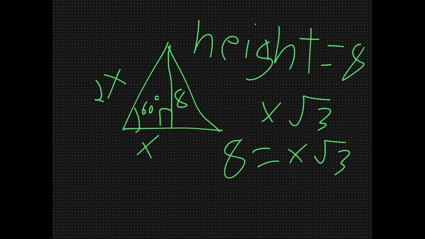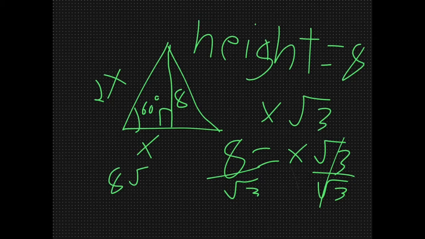So now, what we have to do is divide by root 3 on both sides and cancel. Now we can't just leave it like that because you have a square root in the denominator. So you multiply by root 3 over root 3, and you get 8 root 3 over 3 is equal to x.